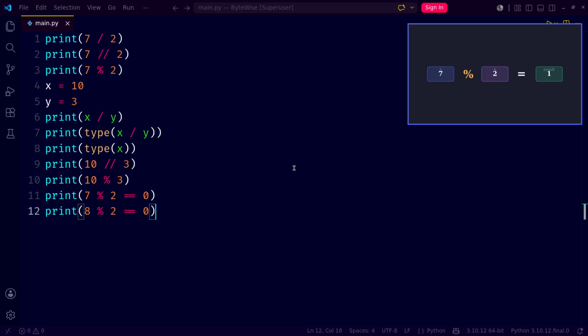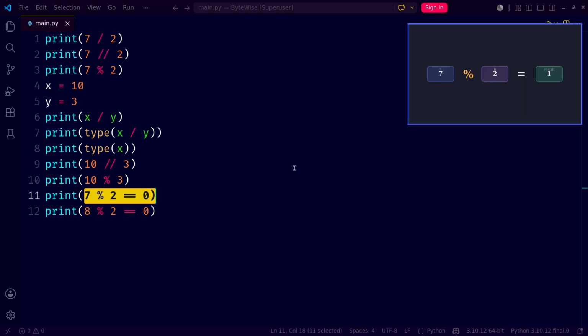Practical examples of floor division and modulo, including the even number check. 10 floor divided by 3 is 3. 3 3's fit in 10 with 1 left over. 10 modulo 3 is 1, the remainder. 3 times 3 is 9, and 10 minus 9 is 1.